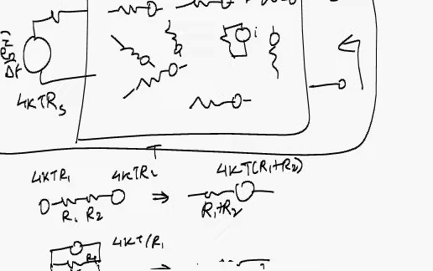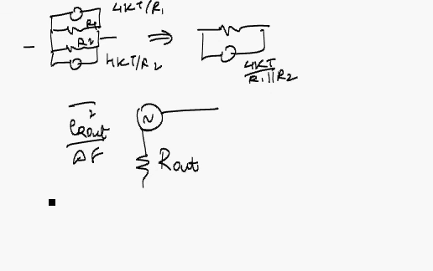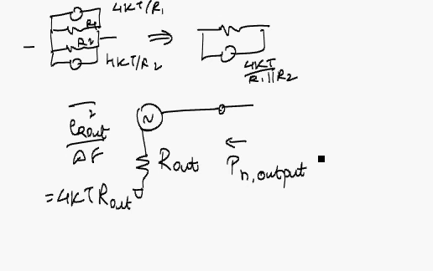Now given all this information, I can represent this whole block, looking out at the output, as nothing but one equivalent resistance, which is Rout, and its own equivalent noise current In Rout squared by delta F, which is equal to 4kT Rout. So now what is the noise power at the output, the available output power for the whole system? You should be able to compute this value.